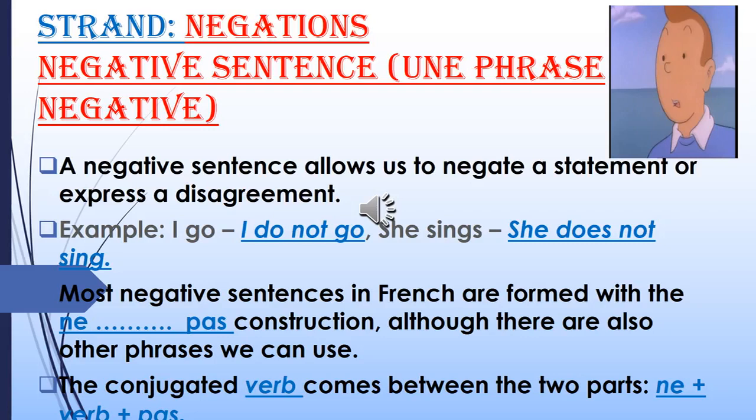So it is ne plus verb plus pas. So first of all, you find the verb first. After getting your verb, you are free. Then you write it like this: ne before the verb, then the pas.